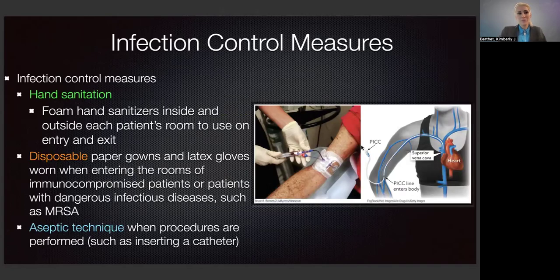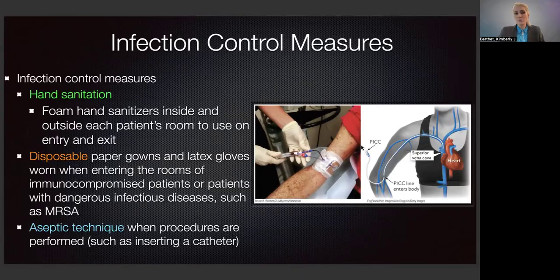So things in a hospital setting that are important are going to be hand sanitization. So we have washing hands or hand sanitizers. Hand sanitizers work quite well. This should be done in between rooms as a method for controlling the spread of disease.